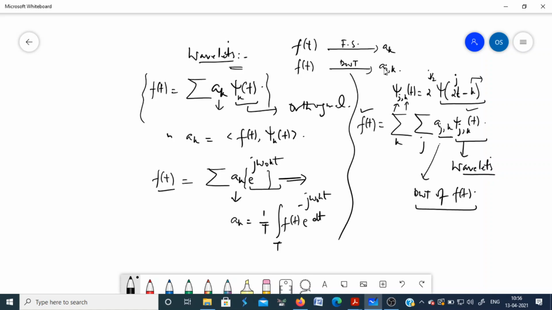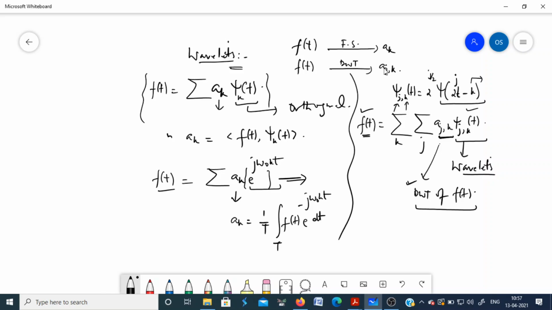Okay, so any signal can then be expressed as a linear combination of these scaled and translated wavelets, which are called the basis functions in this case. And these expansion coefficients become the discrete wavelet transform of the function.